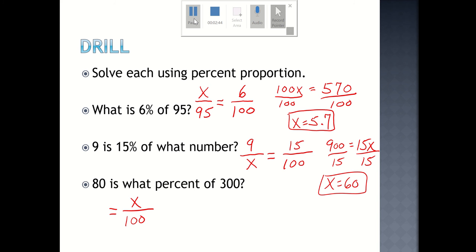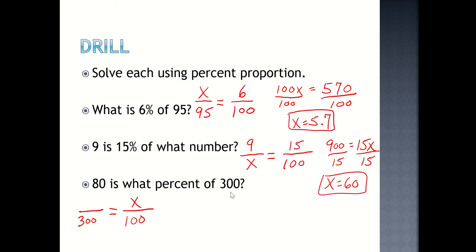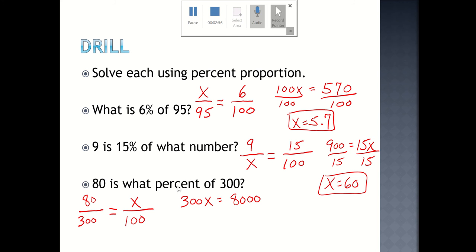80 is what percent of 300? That keyword of lets us know 300 goes in the denominator, and then that means 80 must be in the numerator. We then cross multiply and solve. So we have 300x equals 80 times 100, which is 8,000. We divide both sides by 300.